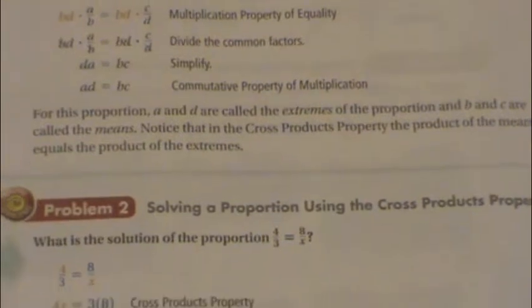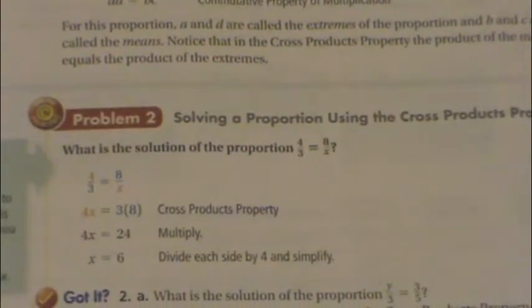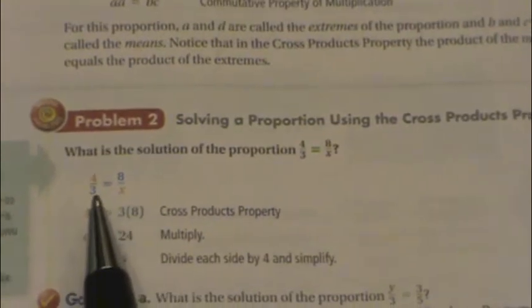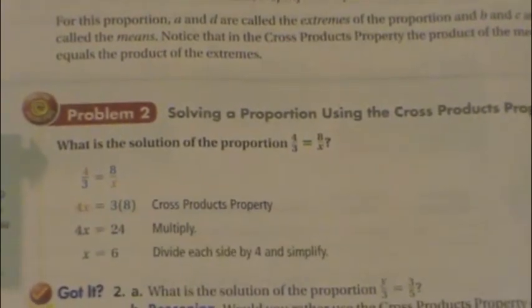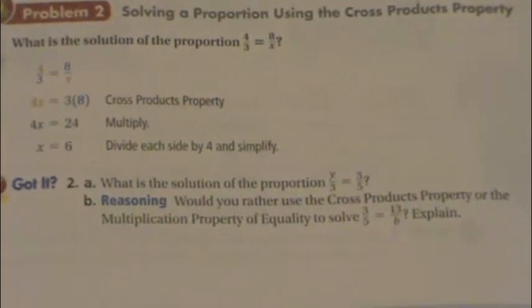Problem 2 is what I really want to get to. What is the solution of that proportion? 4 over 3 equals 8 over x. You're just going to cross multiply. Yay! 4x equals 24. Divide each side by 4. Done.